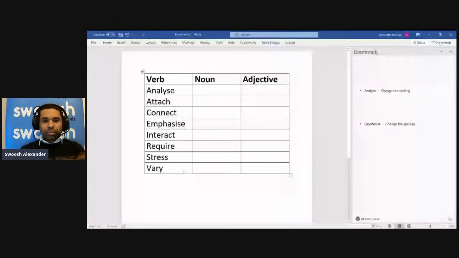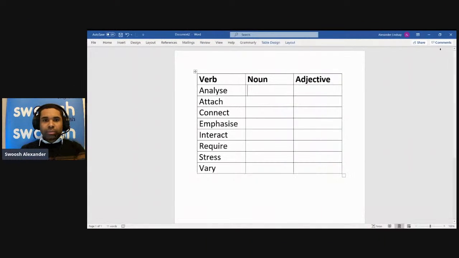We will see that we have the task just here. There we go. So we should be able to see this on the screen now. And these were the initial 8 words that you had, and the job was to develop nouns and adjectives from those words.